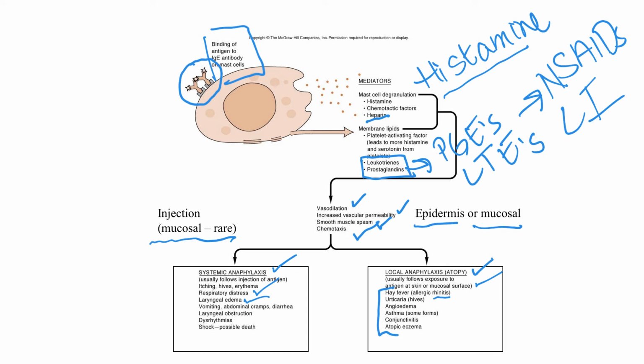You can see GI symptoms like vomiting, cramps, diarrhea. Laryngeal obstruction is when you really can't swallow. You have difficulty getting any air in, and you have to have different medical interventions then. Dysrhythmias, dys means bad or deranged, so that would be an abnormal rhythm.